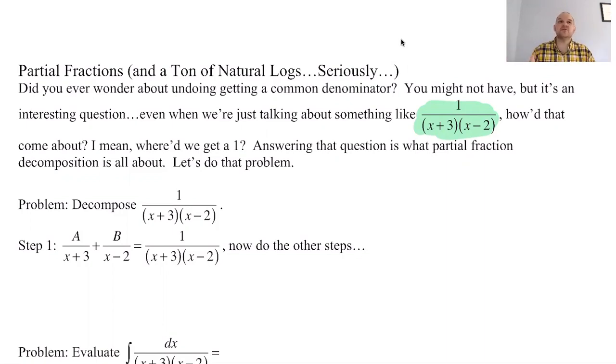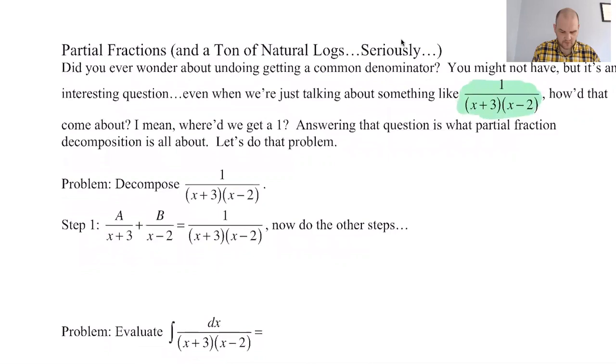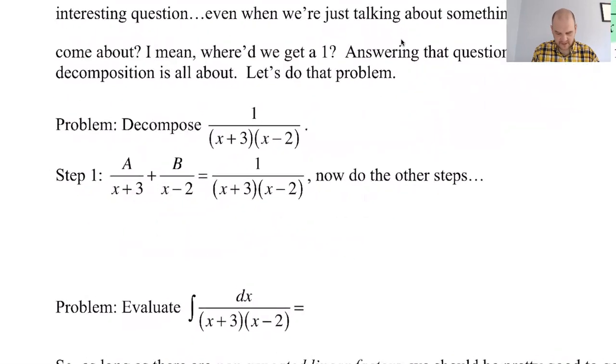But the question we want to answer is like, what did you start with? So that's the actual question that we want to answer. What did we start with? Because if we could figure out what we started with, maybe we could work with that instead. So that's what we're going to try to do. So what we do is something called partial fraction decomposition.